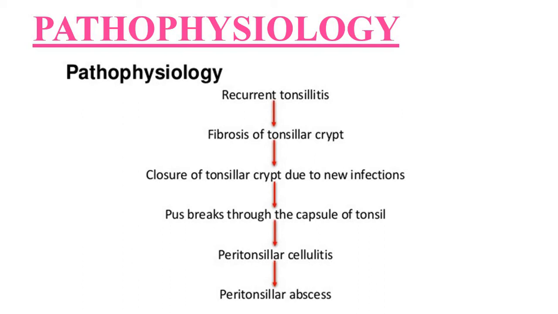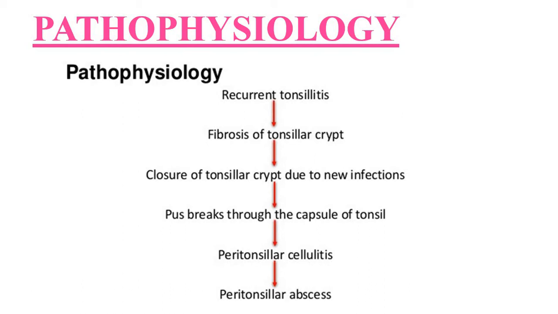Recurrent tonsillitis can cause fibrosis of the tonsillar crypt. Tonsillar crypts are the normal anatomical foldings you can see in the tonsils. When there is recurrent tonsillitis, this leads to fibrosis and thickening of these natural folds in the tonsils, and this fibrosis may lead to closure of the tonsillar crypt. Once these foldings are closed, inflammatory processes take place inside, leading to the development of pus inside the natural foldings of the tonsils.